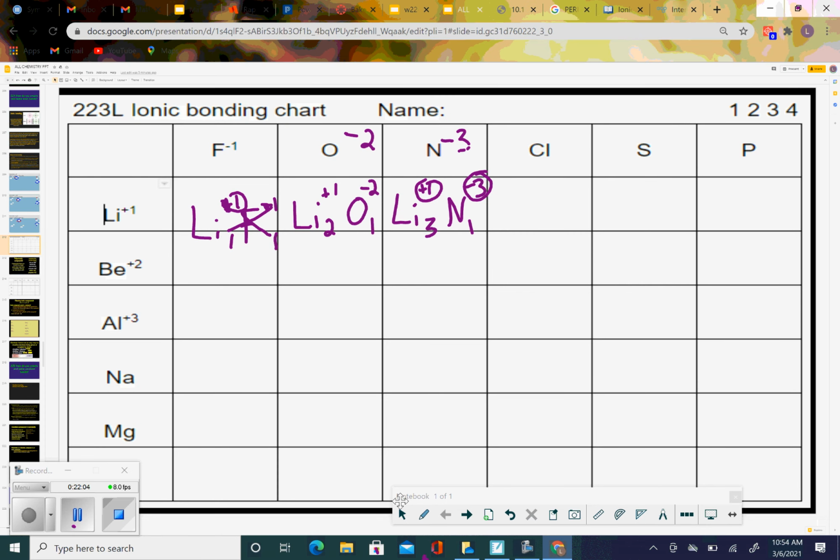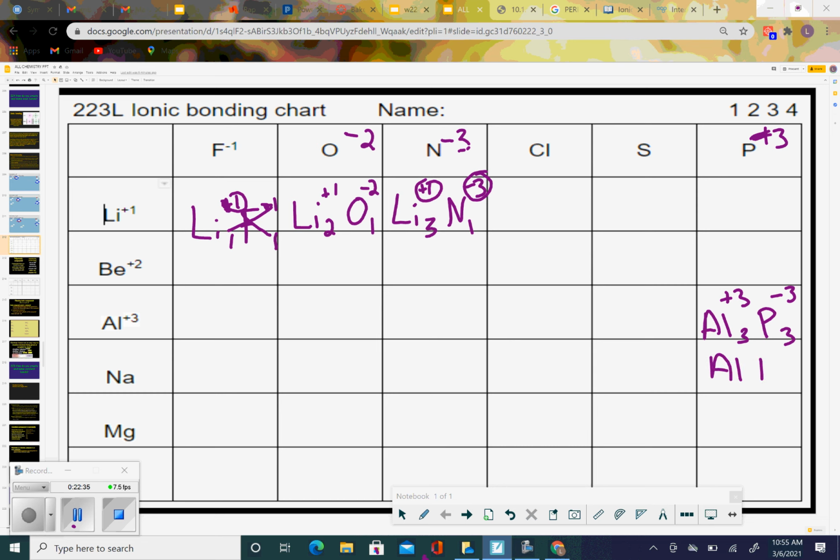Aluminum and phosphorus. Al is +3. Phosphorus is a +3, or sorry, it's a -3. So this 3 goes down here and that 3 goes down here. But here's the deal. When you've got subscripts, you need to take them down to the lowest common denominator. So this will actually be written out as AlP, because 3 divides into 3 one time. So it's going to be AlP.